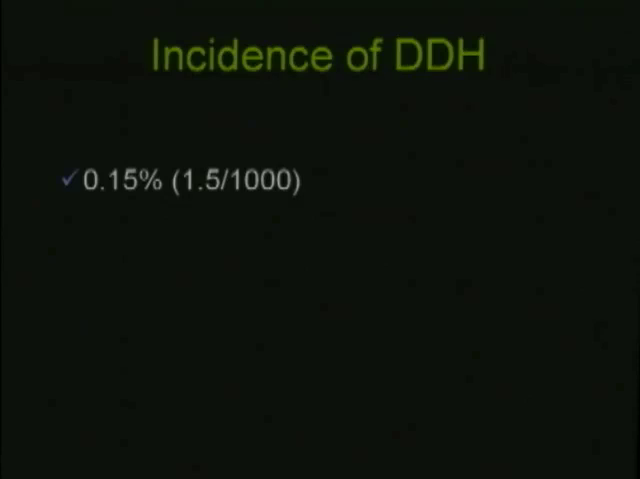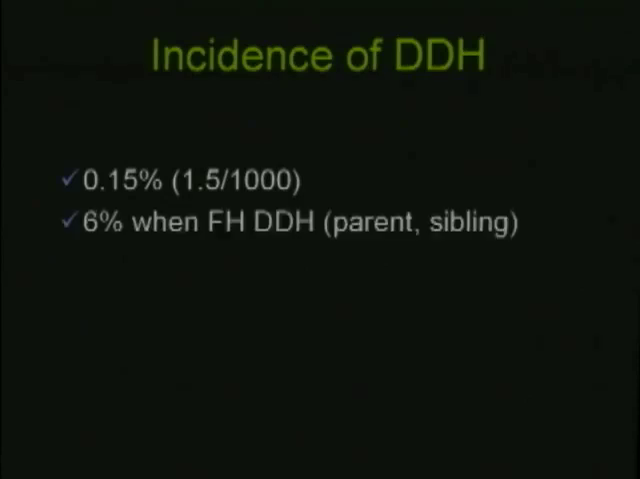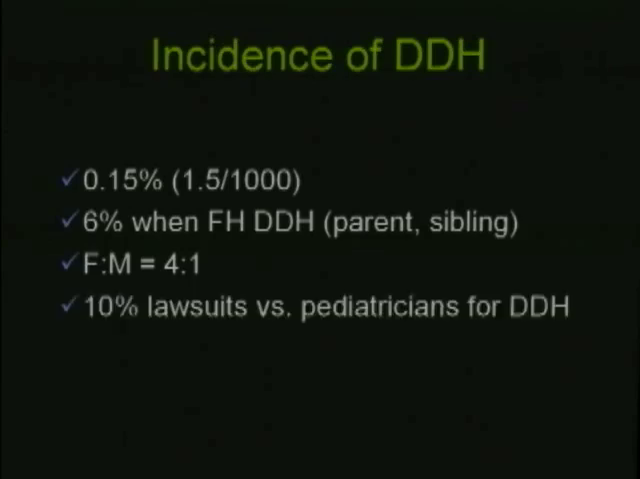The incidence of DDH is approximately 1.5 in 1,000 infants. The incidence is up to about 6% when there is a family history of developmental dysplasia, particularly in a parent or a sibling. There is 4 times the incidence of DDH in female babies compared to males.